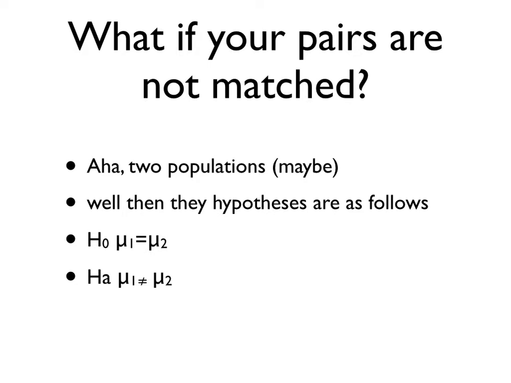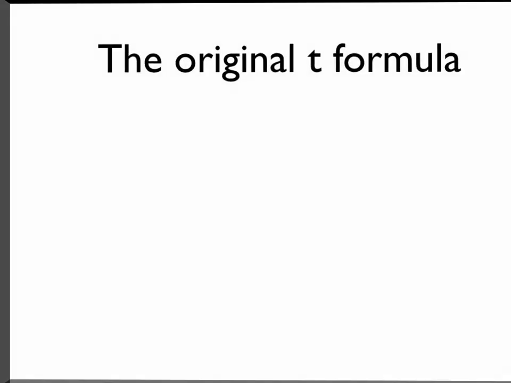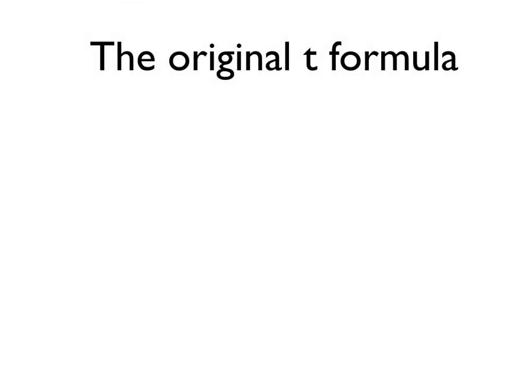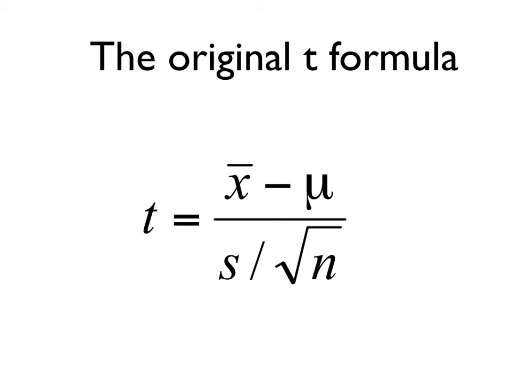So those are our two hypotheses. Now, the original T formula, the one I just introduced about 10 minutes ago, is this guy. T equals x bar minus mu over s divided by root n, right? We had a statistic that we're trying to find out about, we had H0 in there, and we have some measure of spread. Basically, we call this the error, or in this case, it has a name, it's called the standard error of the mean.